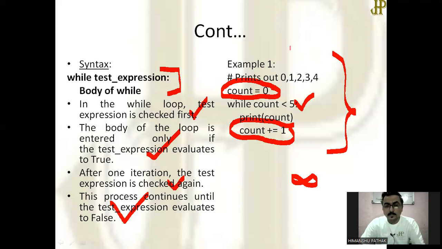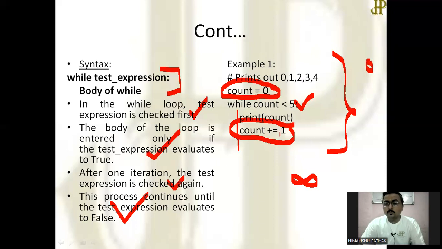So here, this is the example. I have to print 0 to 4. So what is to be done? A variable is to be taken. The value starts with 0. If count is lesser than 5, so it's okay. 0 is lesser than 5. The while condition is true, so it will go to the body of the loop and print count. So 0 will be printed.